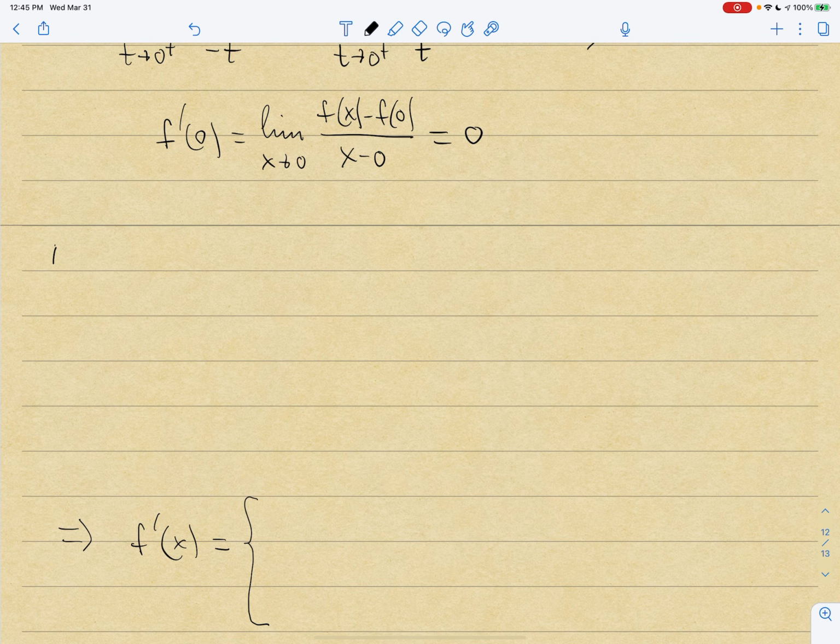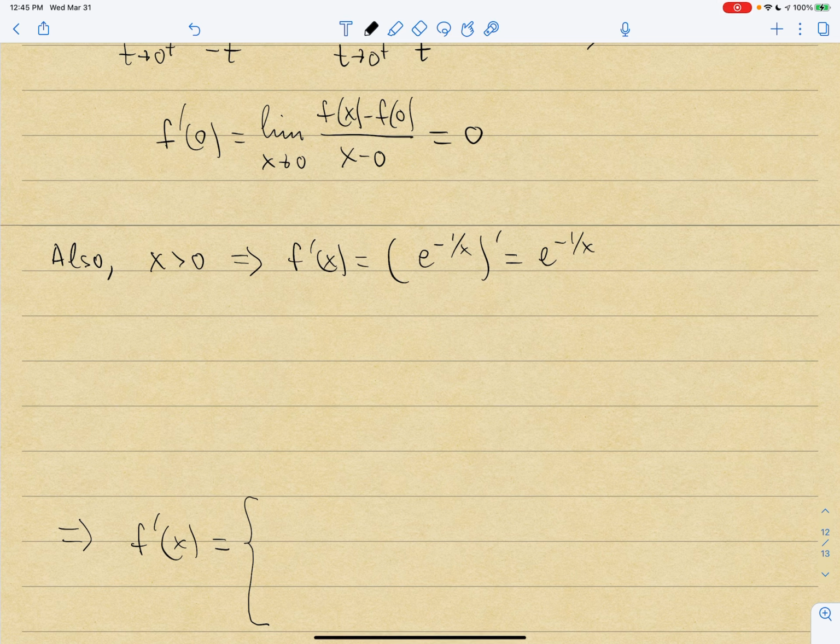So also, if x is greater than 0, then f prime of x is the derivative of e to the power minus 1 over x, right? And that should be, again, the exponential itself times the derivative of minus 1 over x, which is 1 over x squared.